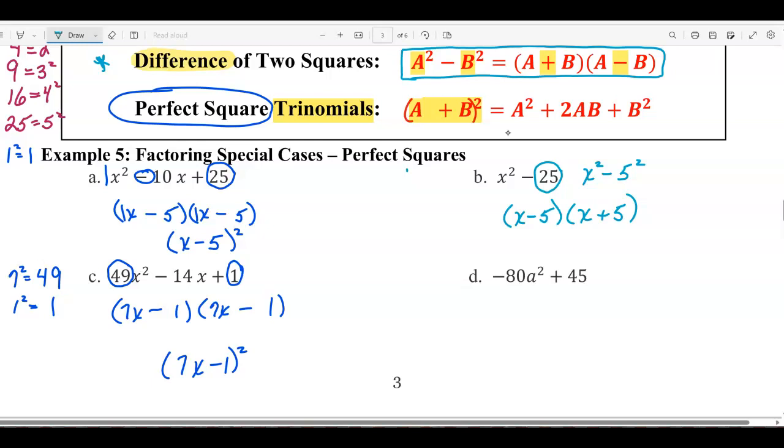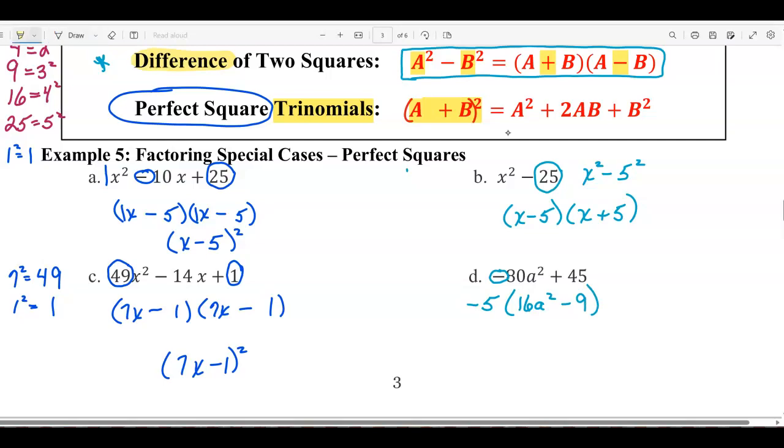Okay, part D looks similar, but there are a few things that are off here. So first of all, 80 and 45 are not perfect squares. I cannot think of any 2 numbers multiplied together that will give me an 80 or that will give me a 45. Okay, so I want to start thinking, is there a GCF possibly? So I do see that 80 and 45, they should both divide by 5, and because the negative's in front, I'm going to take a negative with it. Always factor out the negative. So the minus 5 comes out, and I have 16a squared minus 9.